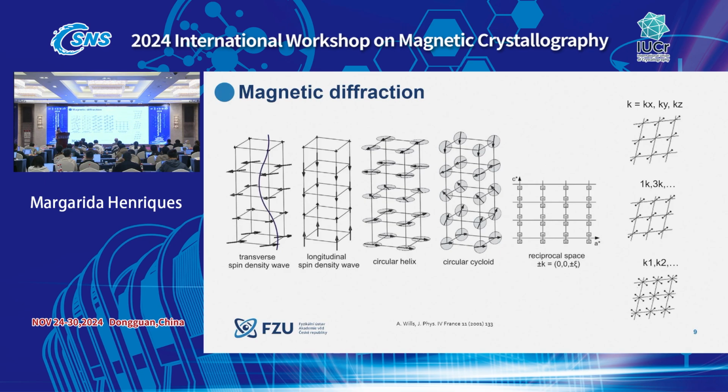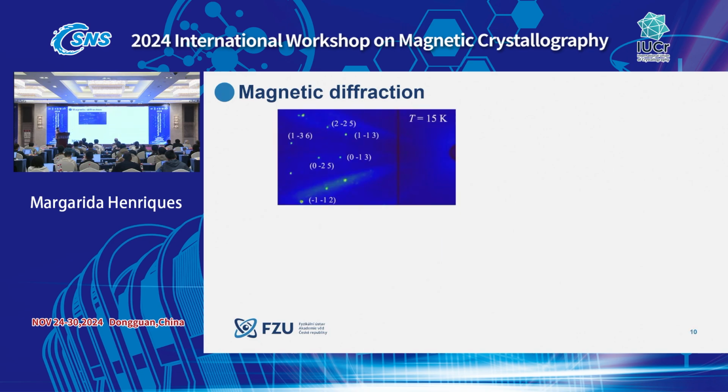So around your reciprocal point, you'll have nice patterns made by new magnetic satellites. So for instance, here this compound is in the paramagnetic phase, so you have the nuclear reflections. This is Laue diffraction, it's not a reconstruction of the reciprocal space. This was from Cyclops at ILL.